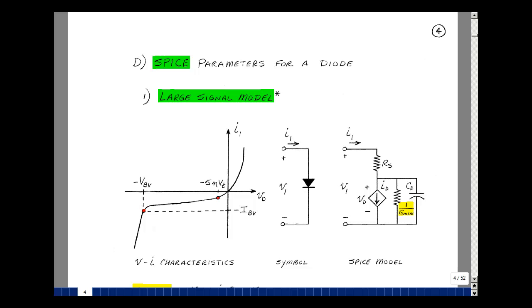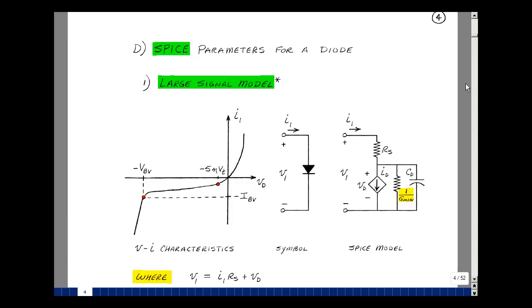We have the following model for this, and that is having a series resistance, which represents the wires themselves and the contact to the piece of silicon material. Then we have a controlled source, which is basically our Shockley equation. Then we have a capacitor in parallel here, which represents the capacitance of the diode, forward or reverse biased. And then a resistor in parallel with that, whose value is 1 over a term called G min, and I'll explain the value of that on the next page.